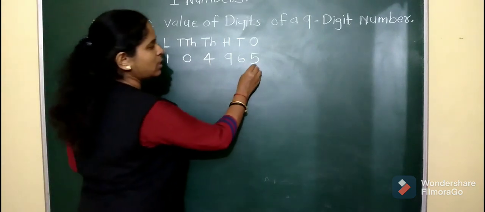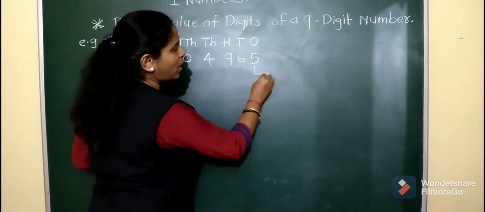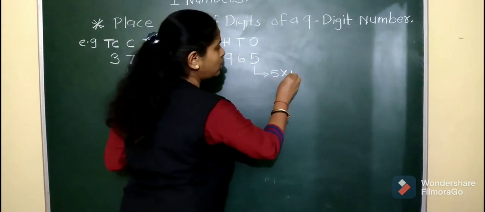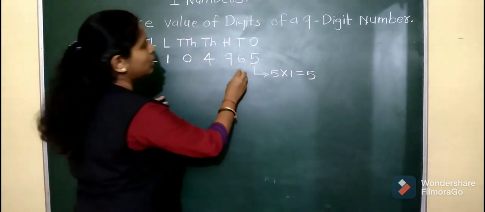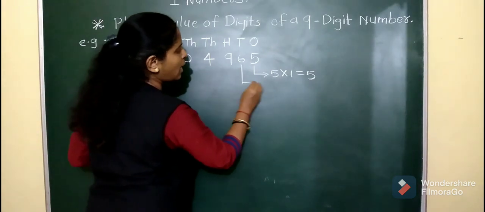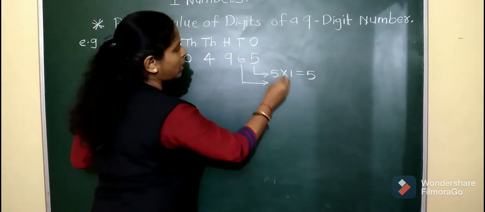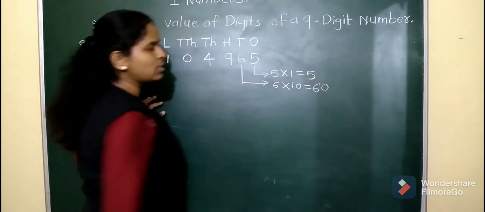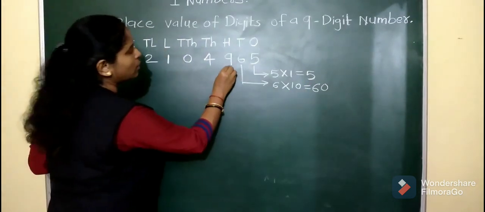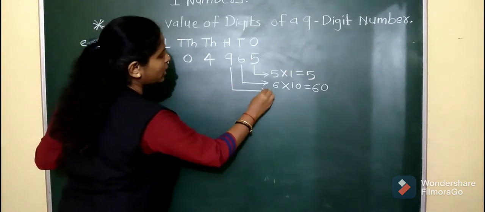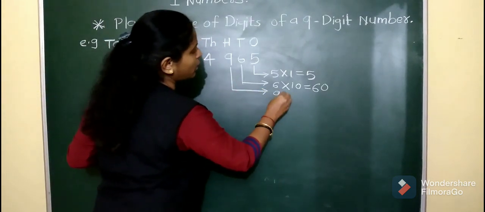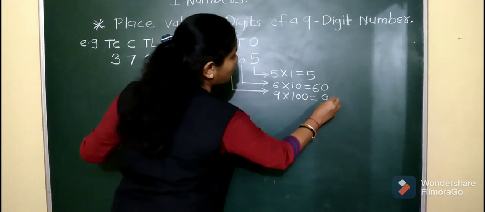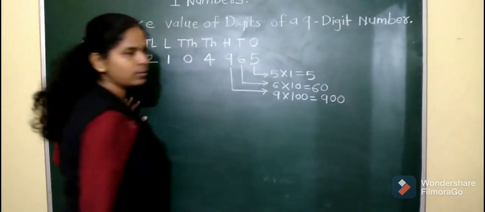Now first digit is 5. So 5 is at 1's place. So we will multiply 5 by 1. That is 5 ones are 5. Next, 6 is at 10's place. So multiply 6 by 10. That is 6 tens are 60. 9 is at 100's place. So 9 into 100. That is 100 nines are 900.